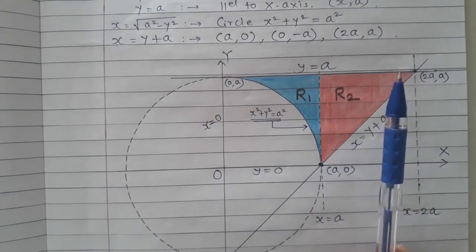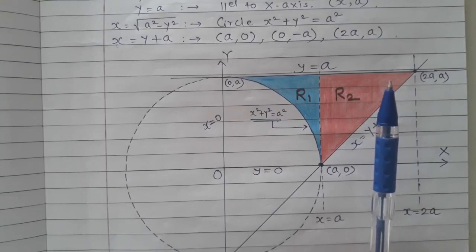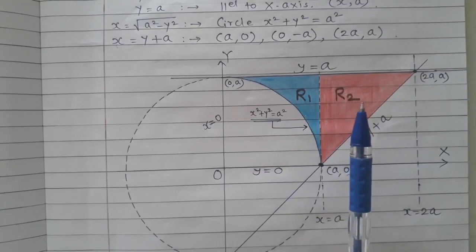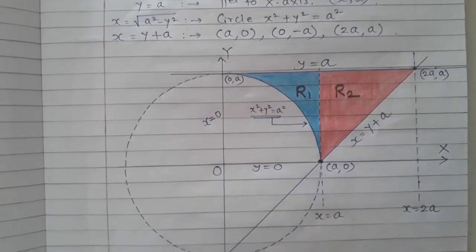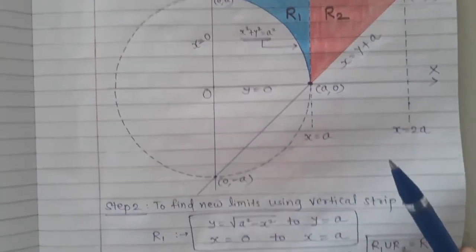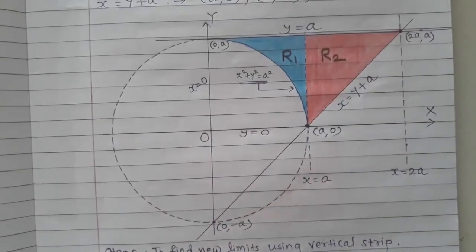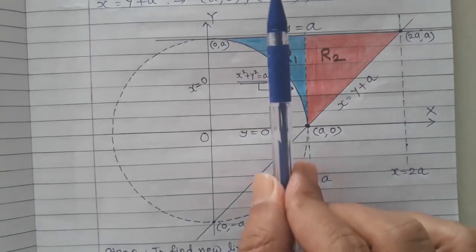That means we have to express that double integration as the addition of two double integrations. One part is R1 and the other part is R2. So first of all, we will try to find the limits for R1 by using the bottom to top direction.